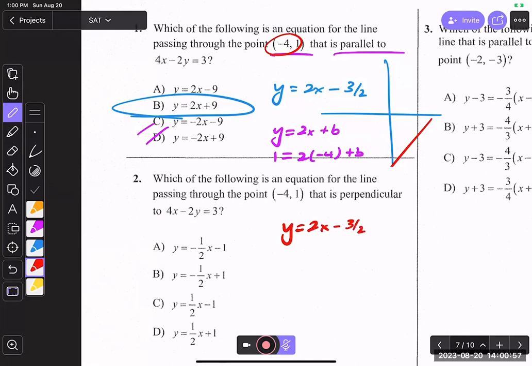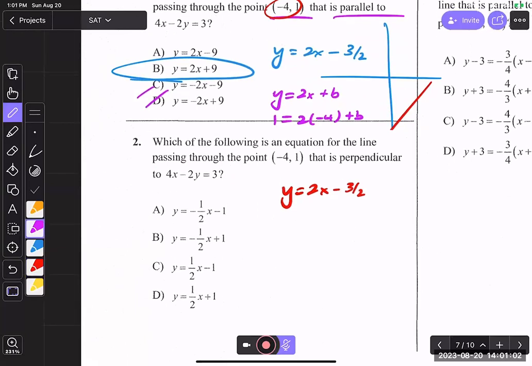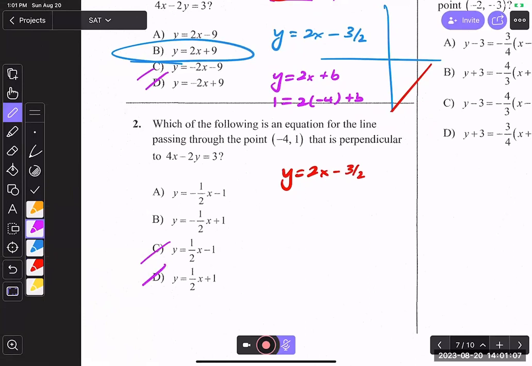Okay. Now what? After that, I know it has to be either A or B. Okay. Why A or B here? What's the reasoning behind it? Because if perpendicular, the fraction would need to be flipped, and it would be negative if ours is positive. And then I'd plug in. I would take y equals negative 1/2 x, and plug in the negative 4 and 1 for the x and y values to find the intercept. And in which case I would get... it would be A.